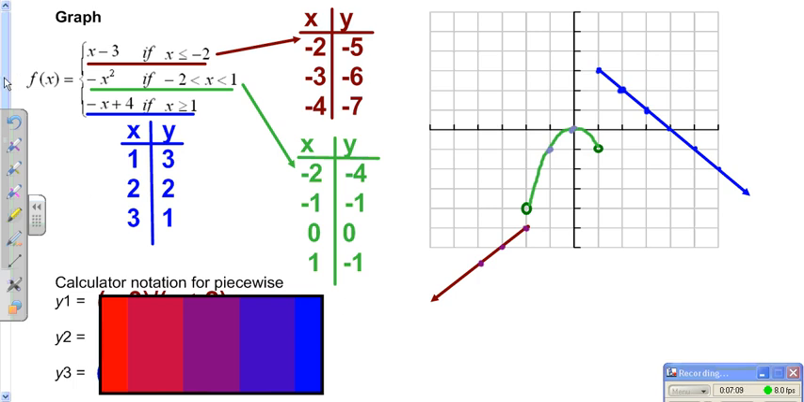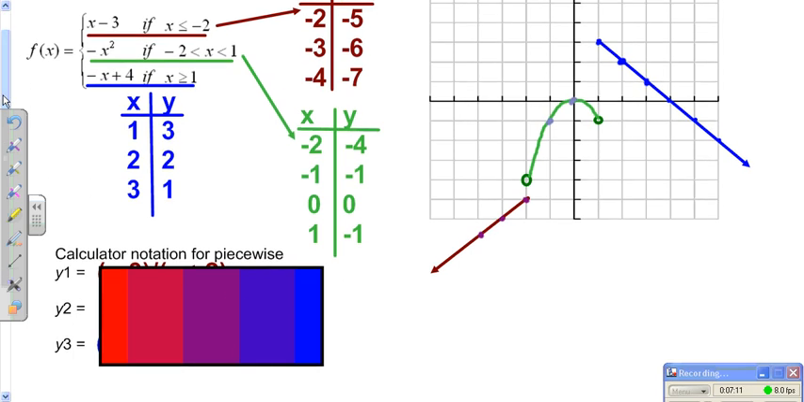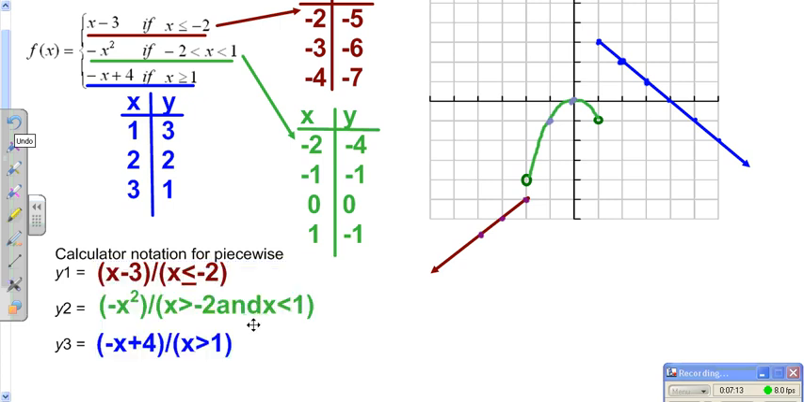Now, you could go ahead and graph a piecewise function on your calculator. This would be the notation you'd have to use to be able to graph it on your calculator. You would get your inequality signs from second math, which is your test. You'd also get your and from second math.